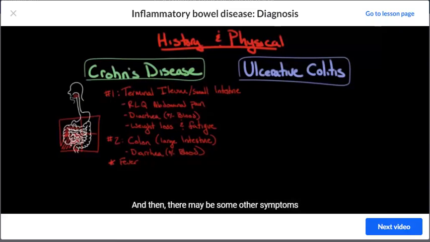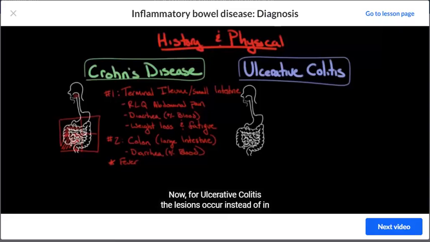And then there may be some other symptoms that are caused by some of the complications of Crohn's disease that we'll discuss in a minute. And these can be things like bowel obstruction that can lead to something known as obstipation, which is the inability to pass stool or gas. Or you can have these fistulas that can result in some fairly severe perianal pain as well as infection.